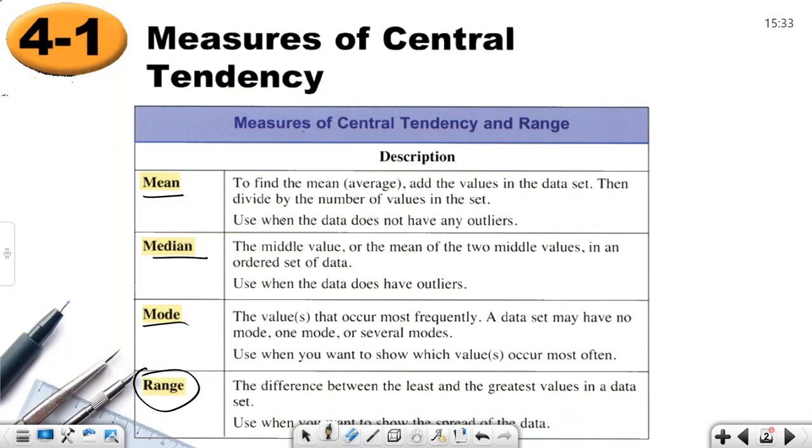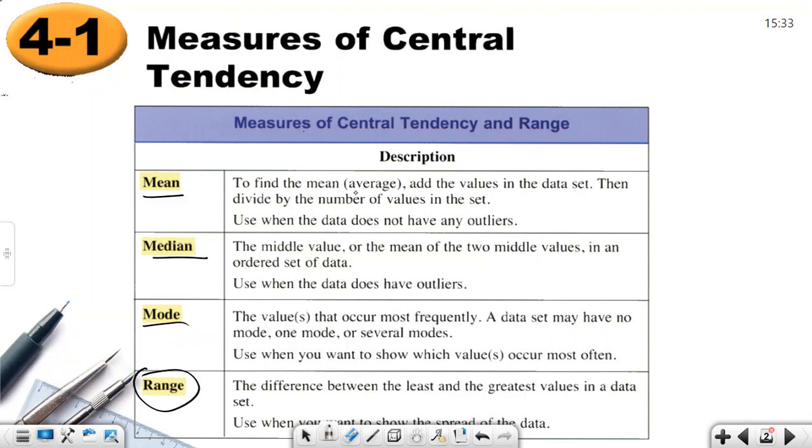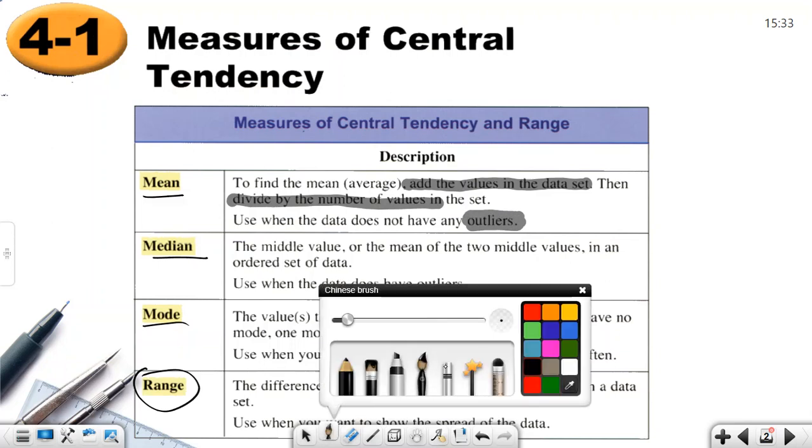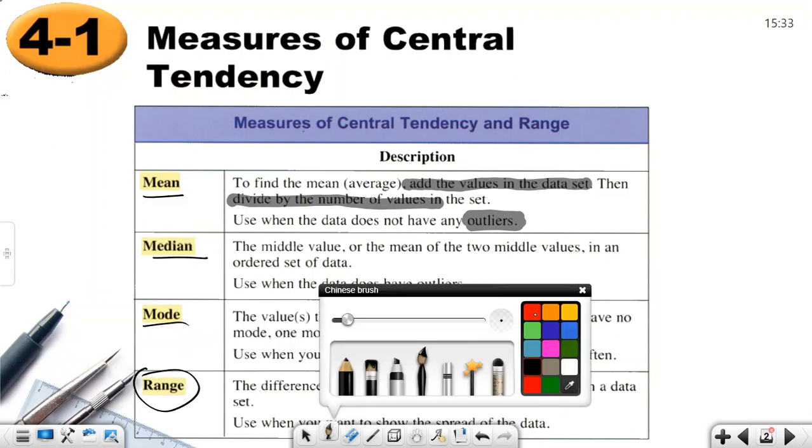I hope you already know what the mean and median are as a rule, because you are 9th graders. To find the mean, add the values in the data set, then divide by the number of values, how many numbers you added. We use it if there is no outlier. You can ask me what an outlier is. An outlier is a value very far away from the group. The outlier means far away from the group.